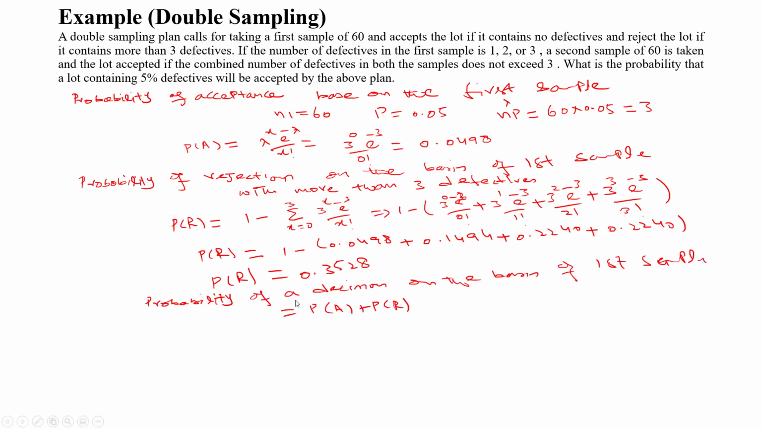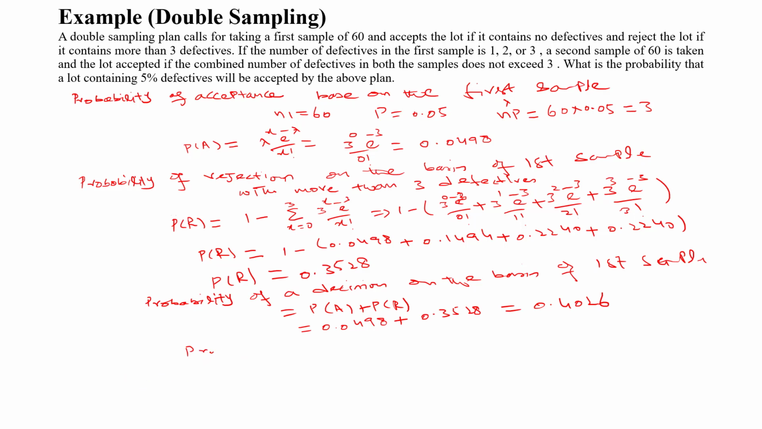So now we want to calculate the probability of decision on the basis of the first sample: the probability of acceptance plus the probability of rejection. This will be our decision on the first sample. When you put in the values, we have already calculated 0.0498 plus 0.3528, which is equal to 0.4026.